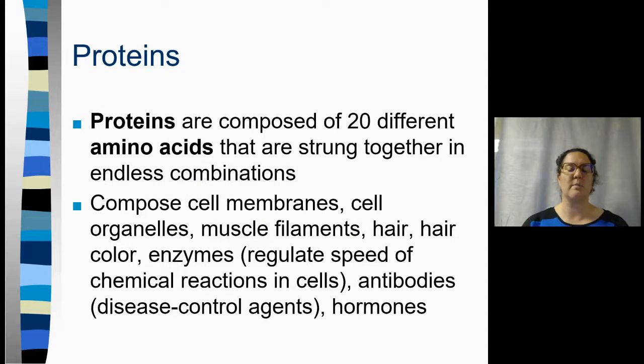So proteins are composed of 20 different amino acids that are strung together in endless varieties of combinations. They make up our cell membranes, organelles, muscle fibers, hair color, enzymes, antibodies, hormones, bones. All of that is made up of proteins.